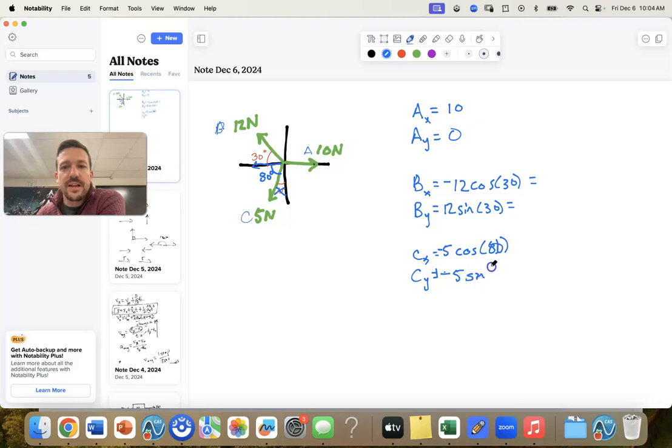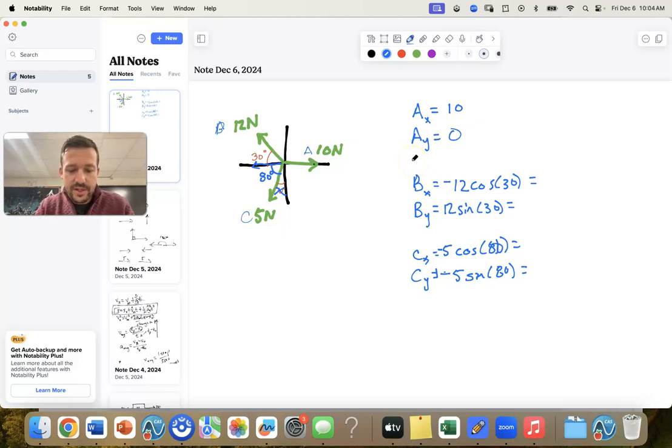5 sine of 80. Yeah, so remember this one right here, the B in the Y direction, this one is going up, so I count it as a positive. So anything going to the left or going down is a negative. Anything going to the right or going up is a positive. Okay, so let's see what these things come out to.